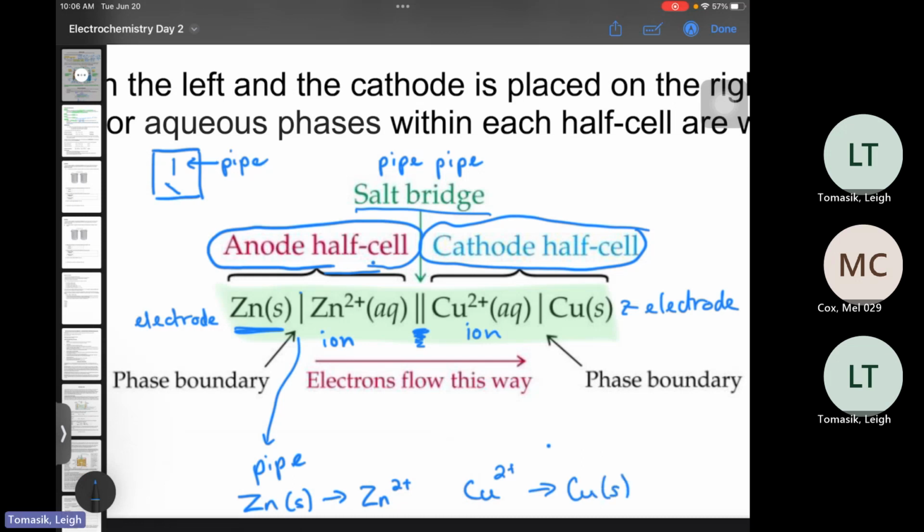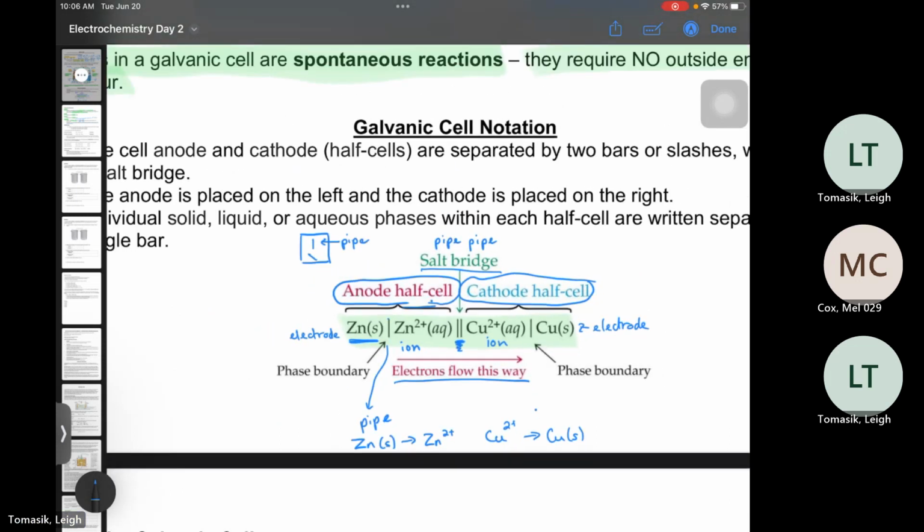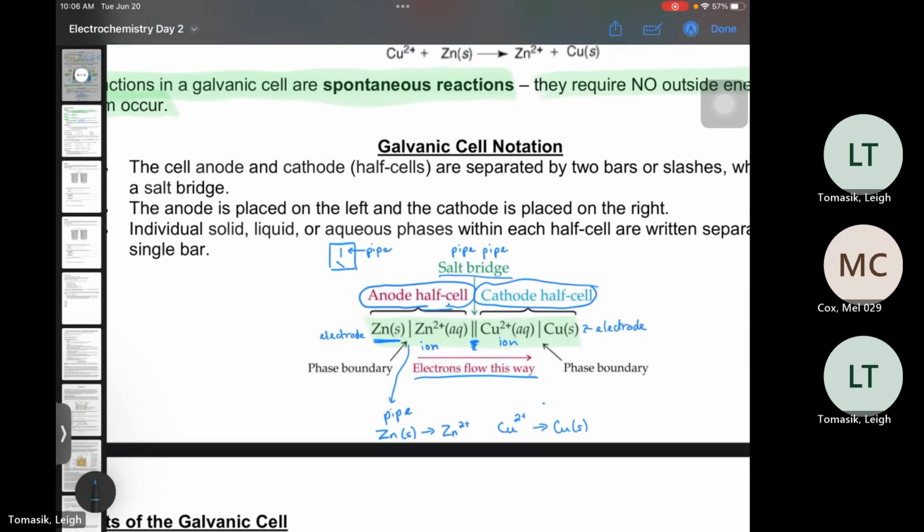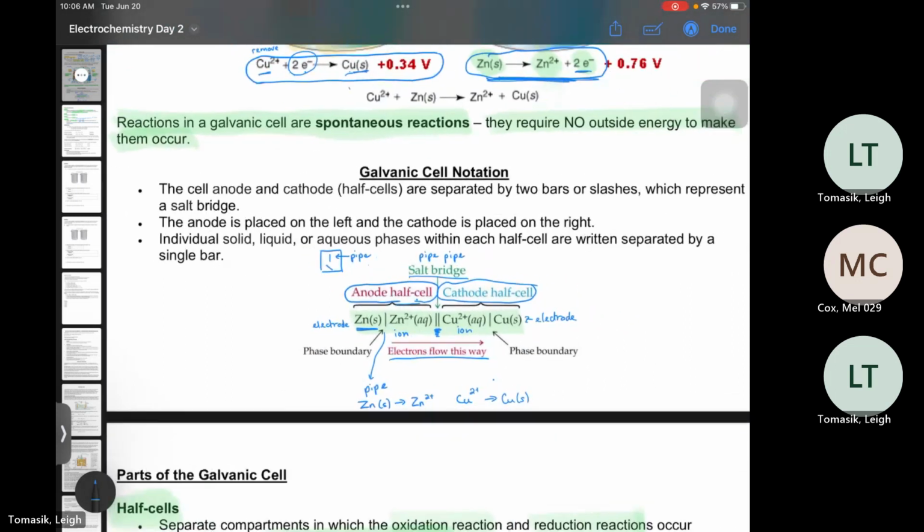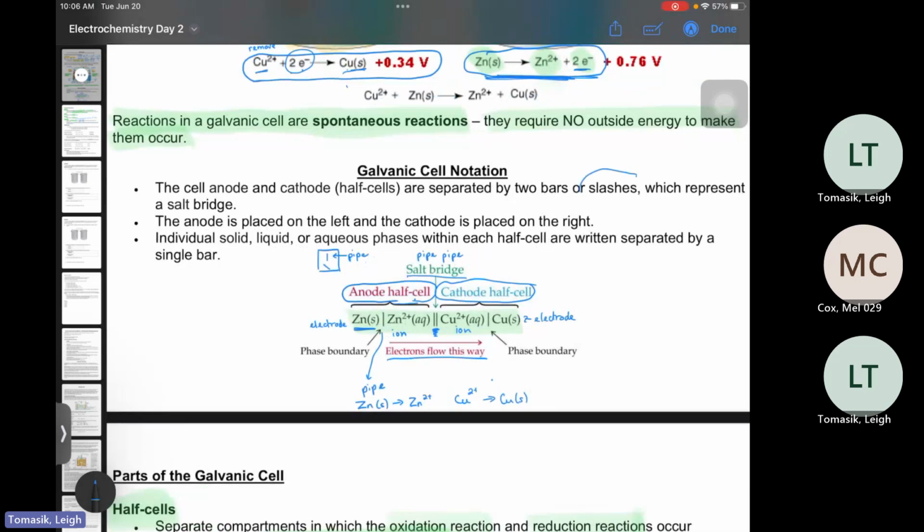Right? And the electrons will always flow from left to right. They will always flow from the anode to the cathode. Okay, so that is galvanic cell notation. Sometimes people can't find the pipe key on their keyboard and they can use a slash instead.